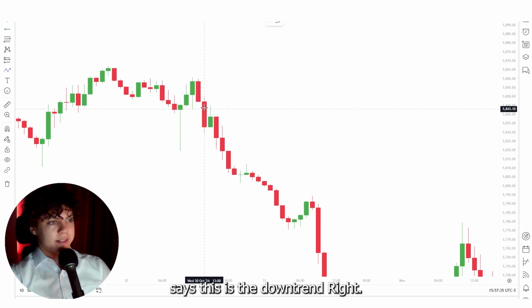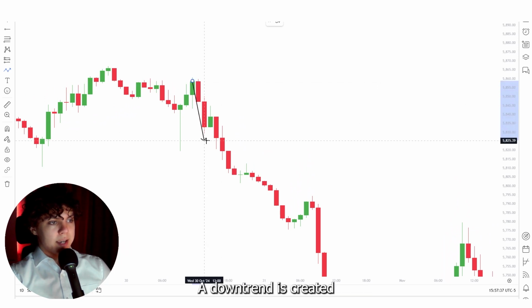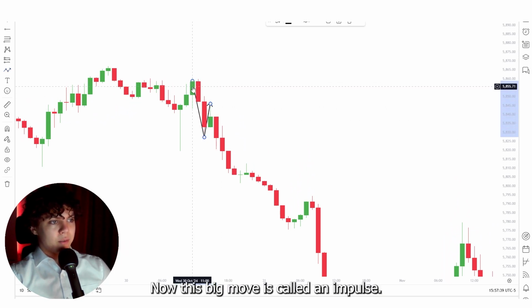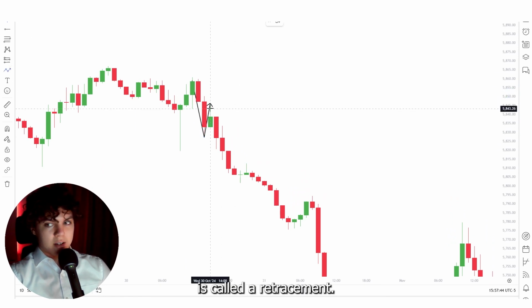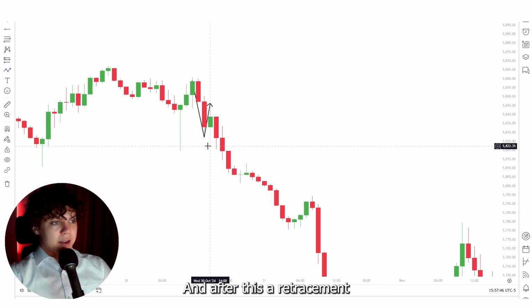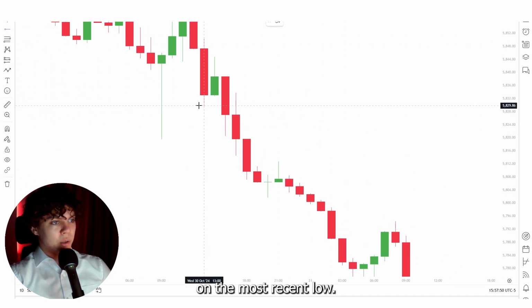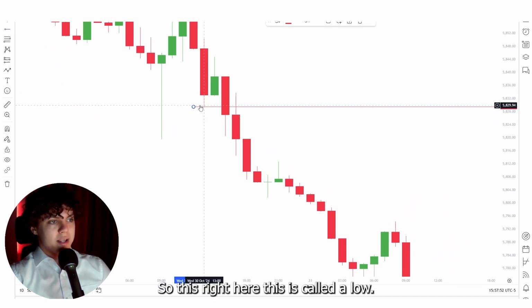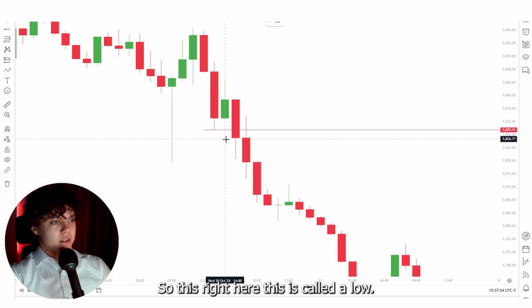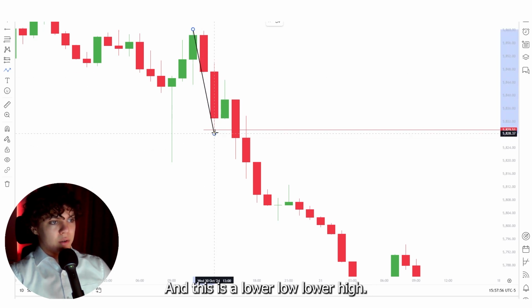And essentially, look at this. Since this is the downtrend, right? A downtrend is created by lower lows, lower highs. Now this big move is called an impulse, and the smaller move is called a retracement. And after there's a retracement, you have to keep an eye on the most recent low. Look at this lower low. So this right here is called a low, and this is a lower low, lower high.